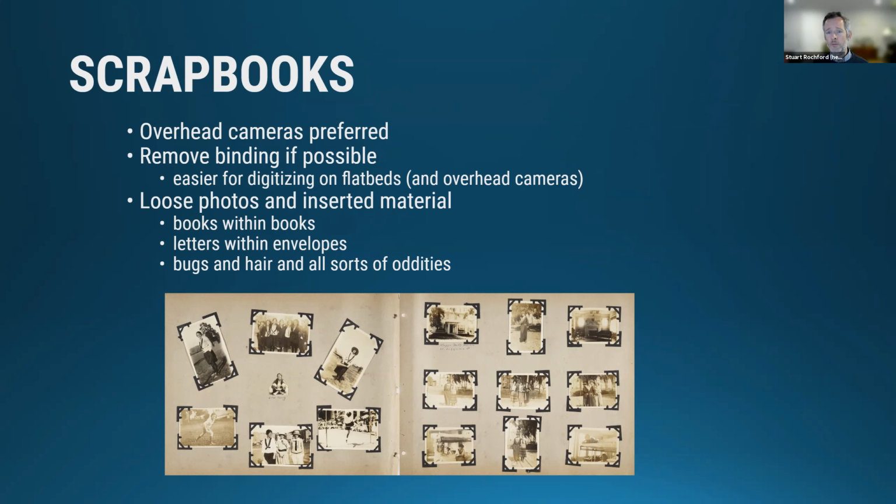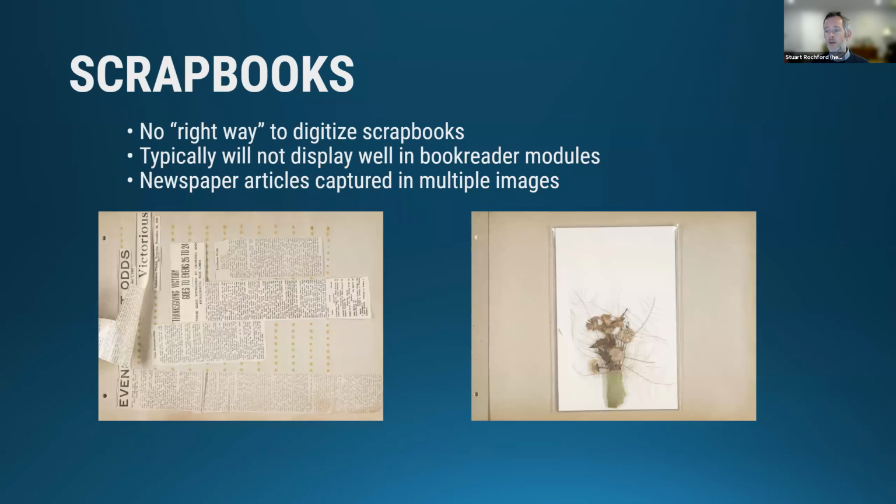Loose photos and inserted material, they have books within books. Yeah, a lot of them have brochures, graduation ceremony programs, all those sorts of things, invitations. So we'll talk about how we digitize those sorts of things. Yeah, bugs in hair and all sorts of strange stuff. We've seen lots of strange stuff in there.